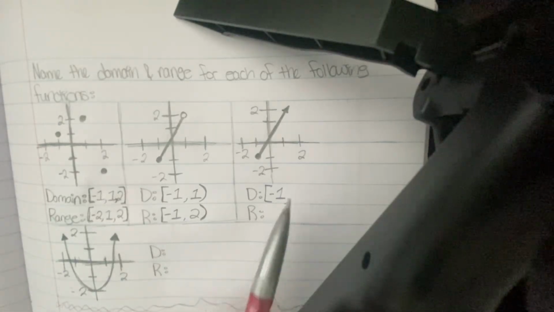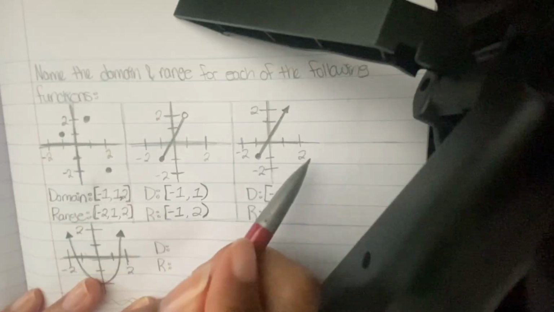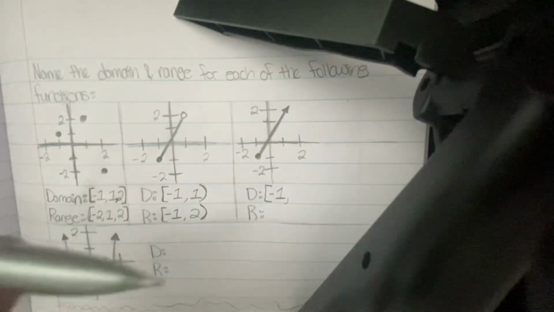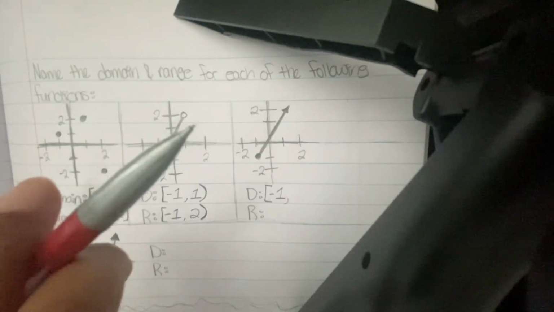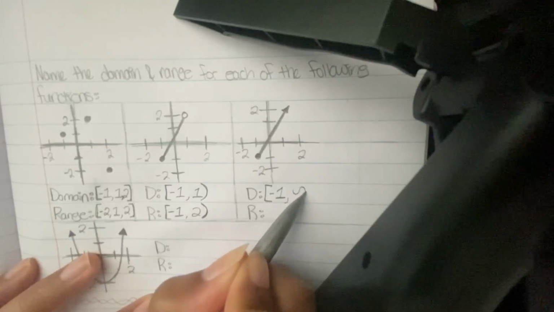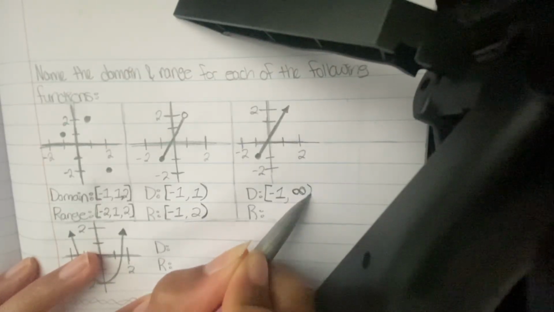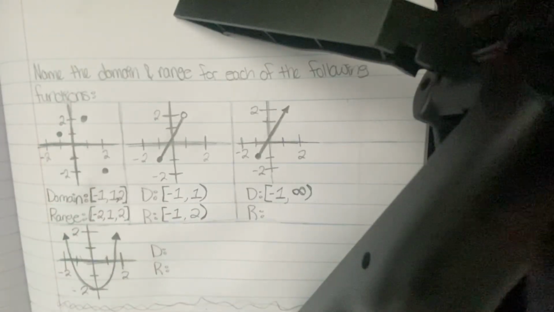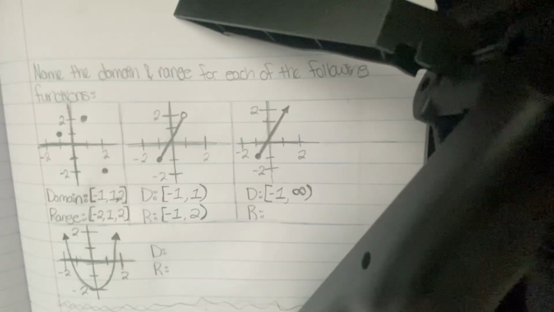So because of that, it goes to infinity when we're talking about domain because it keeps going this way. Even though it's not literally going like that, it's going like this, which means that it's still going this way. So -1 to infinity. And because it goes to infinity, we use a parenthesis because you can't reach infinity to include it in the function because infinity keeps on going.